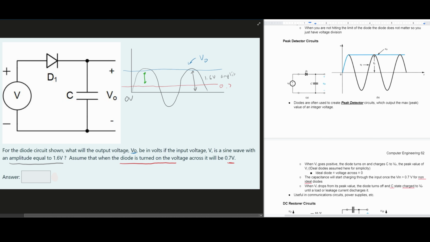This is amplitude. And so to find the green value, which is what we want, where our Vout is, we're going to take our input voltage minus the voltage of the diode. So this is basically 1.6 minus 0.7, which gives us 0.9 volts. And that is the answer to this problem and how we would go about looking at it.